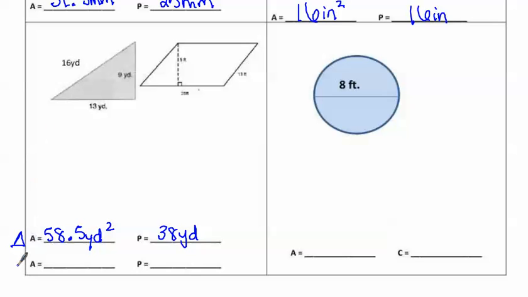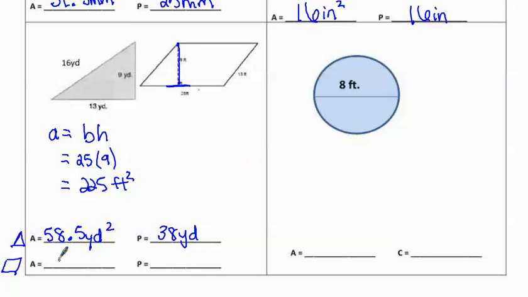Let's look at the parallelogram. The area of a parallelogram is base times height. The base of this parallelogram is 25. The height, remember the height is from the base straight to the top of the triangle, is 9. 25 times 9 is 225 feet squared.